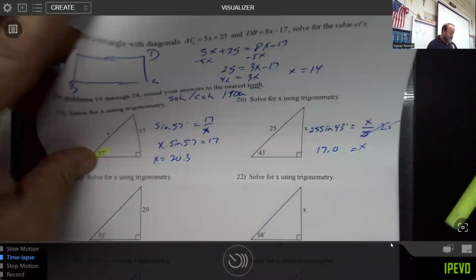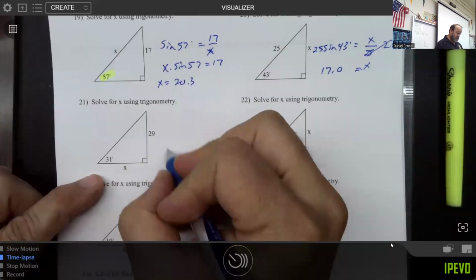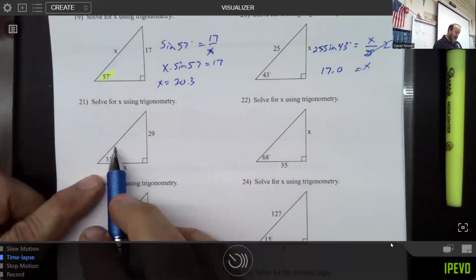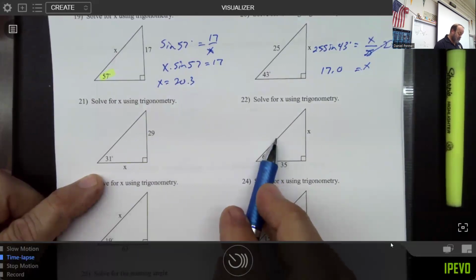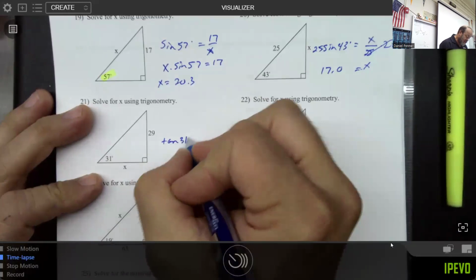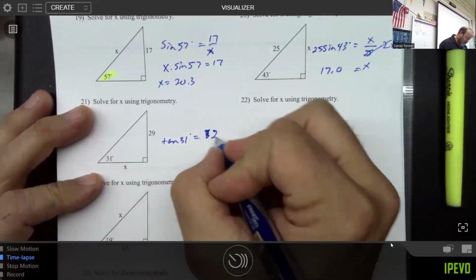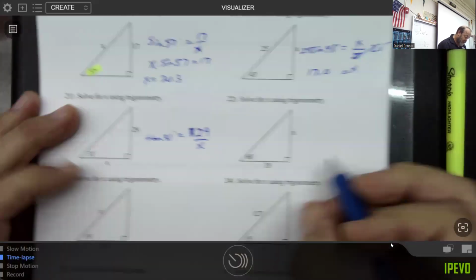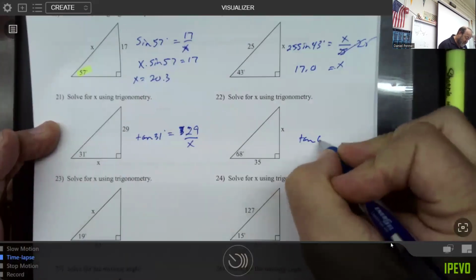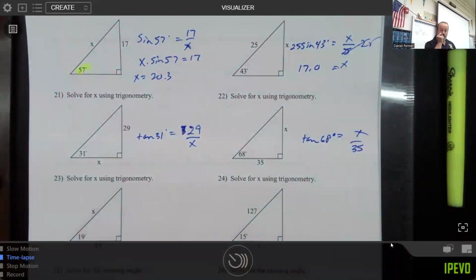Okay, now the next phase is we're jumping into tangents, because what you'll notice is neither of these have any hypotenuse shown. So we've got the tangent of 31 is opposite, oops, I wrote a 30, 29 over x. And over here, the tangent of 68 would be opposite over adjacent again, the far away one over the close one, but not the hypotenuse.